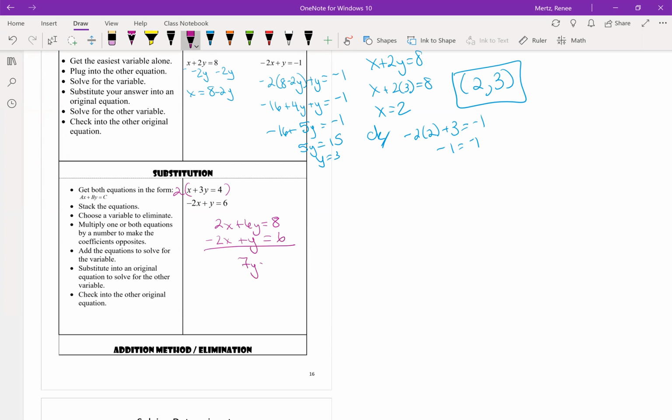So we get 7y equals 14, y equals 2. Plug back into either equation. So we have x equals negative 2. Check into the other. And it works. So this solution is negative 2, 2.